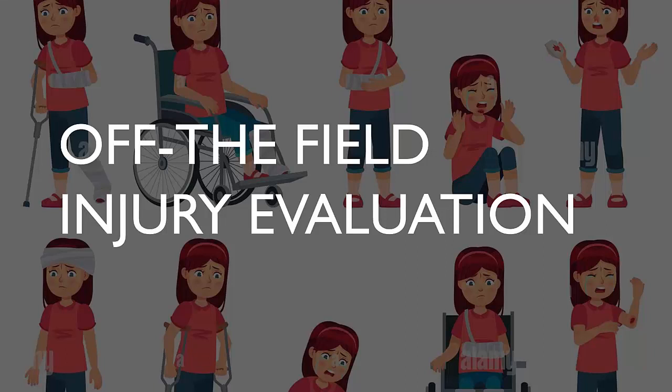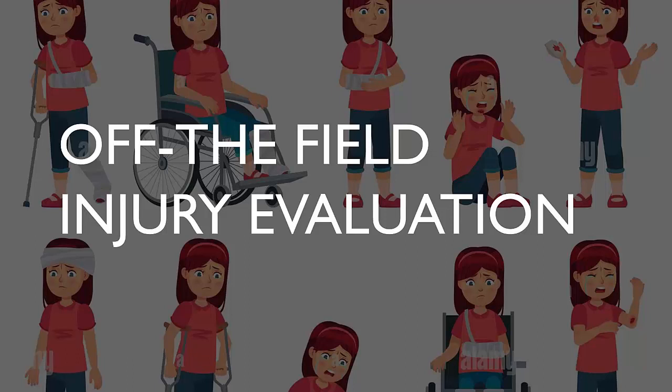Off the field injury evaluation. Evaluation of injuries is an essential skill for allied healthcare workers, specifically on a sports medicine team. This chapter focuses on understanding the terminology associated with injury evaluation, incorporating the best evidence in the professional literature to make clinical decisions, and recognizing diagnostic techniques available to the sports medicine team.